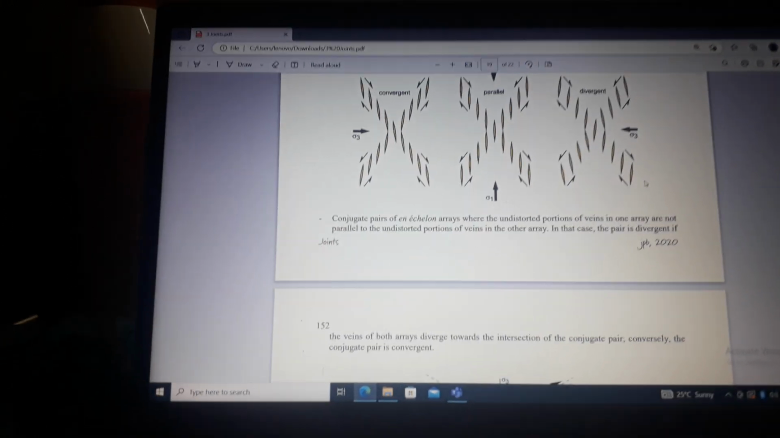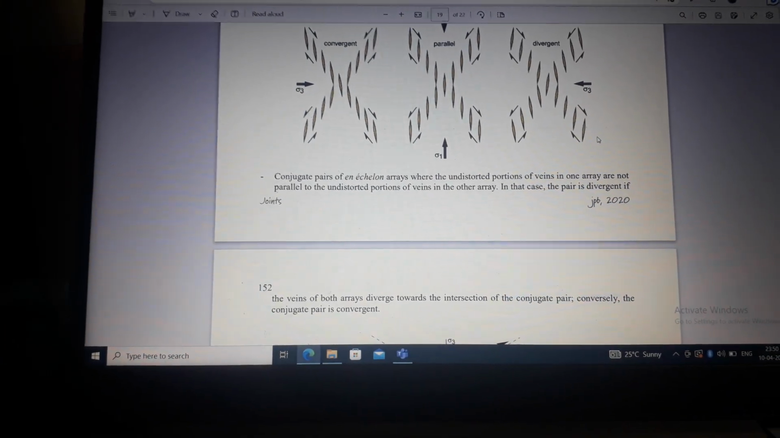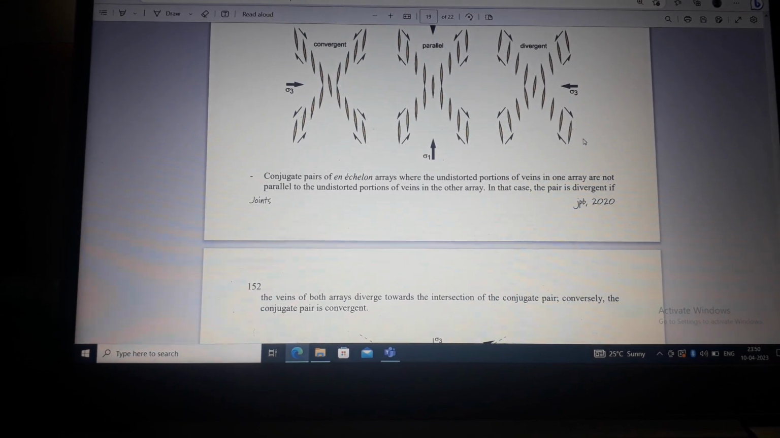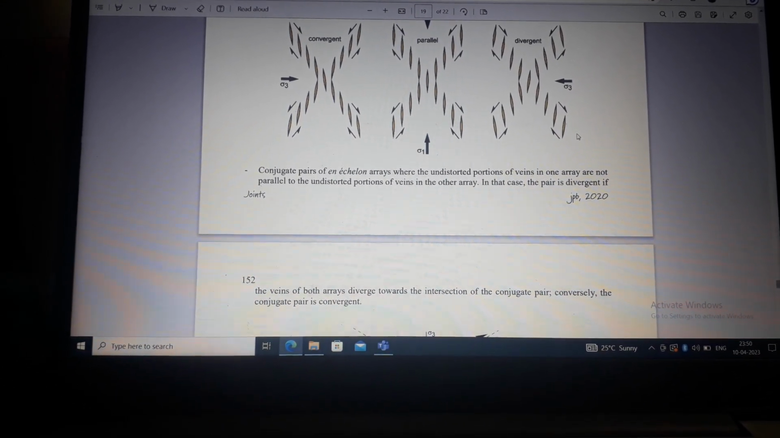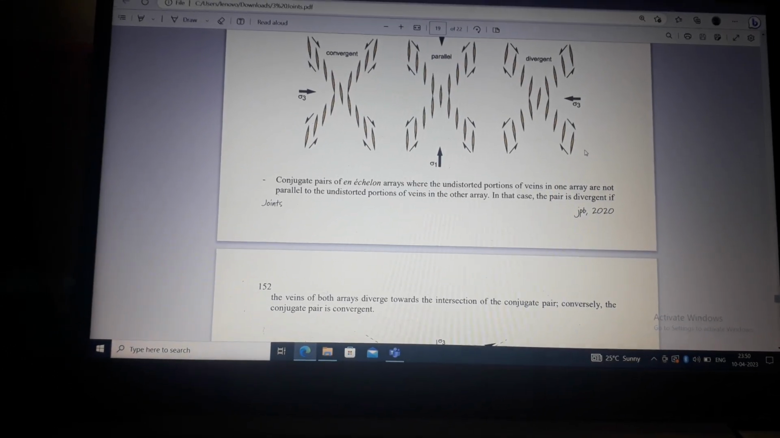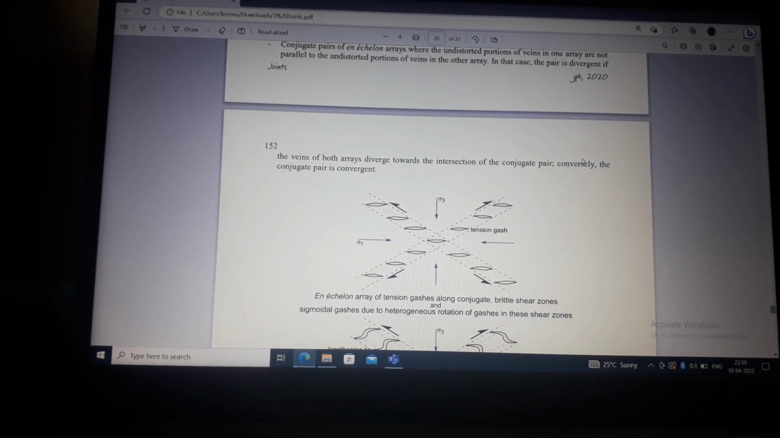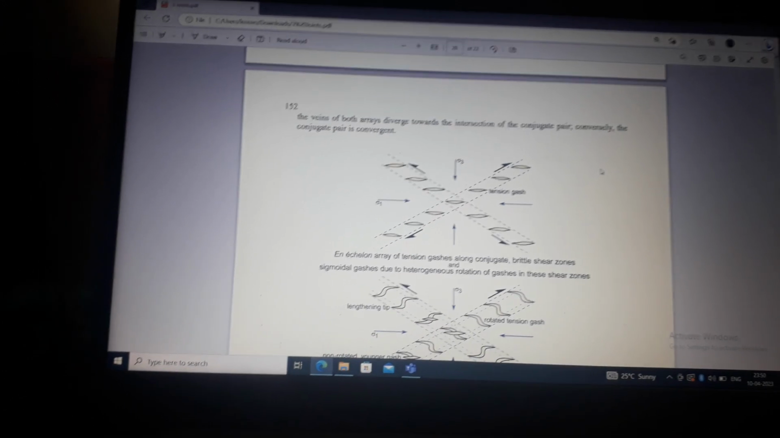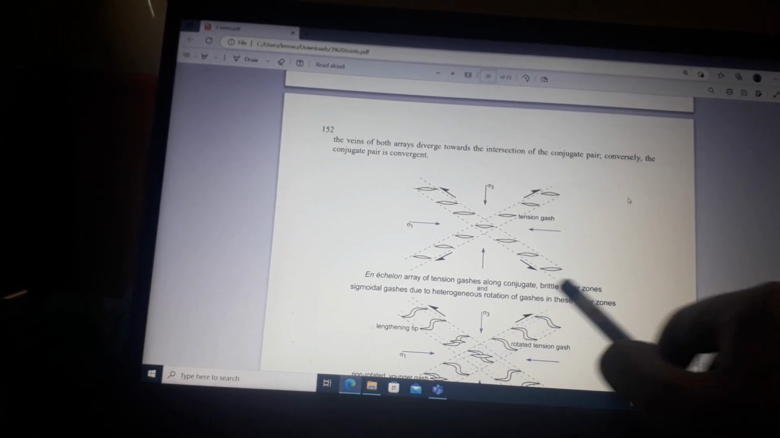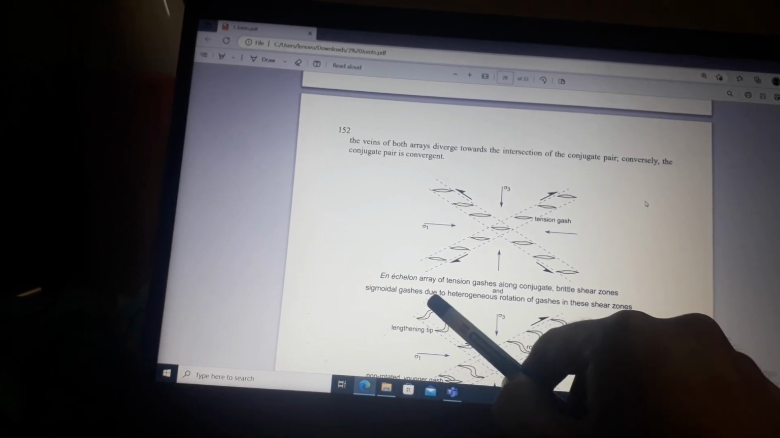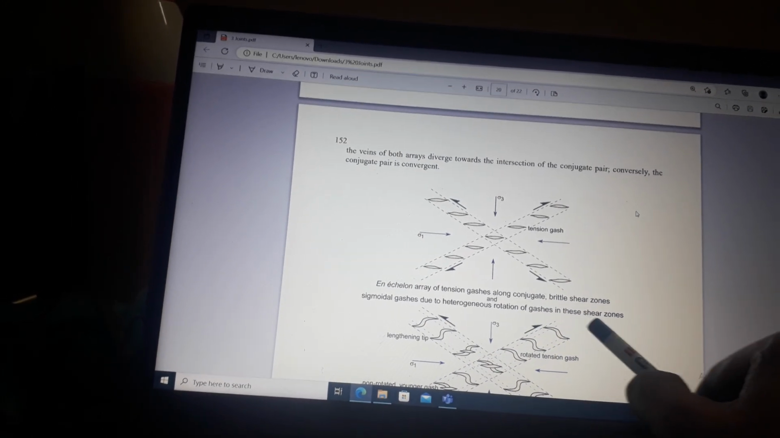Conjugate pairs of en echelon arrays where the undistorted portions of veins in one array are not parallel to the undistorted veins in the other array. This is sigma 1, this is sigma 3, the tension gash. An equivalent array of tension gashes along conjugate brittle shear stresses and sigmoidal gashes due to heterogeneous rotation of gashes in these shear zones.